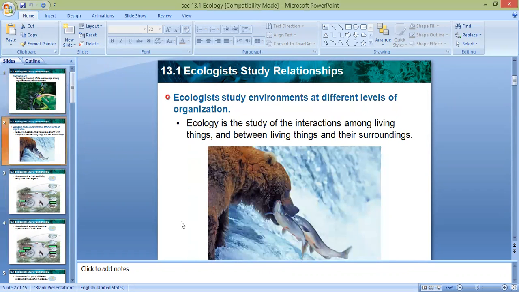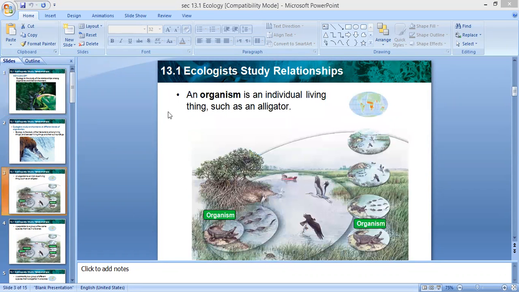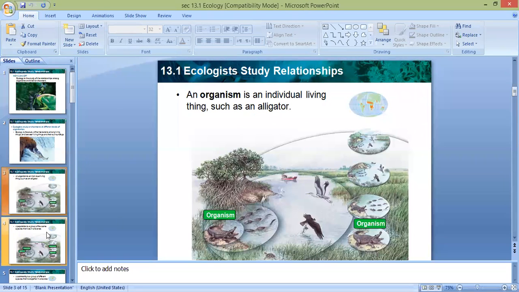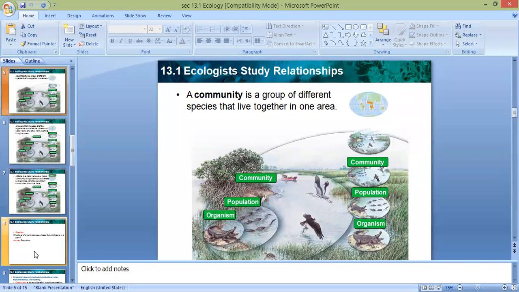You should also know that ecologists study environments at different levels of organization. What are the levels of organization? Relationships start with the organism. Levels of organization start with an individual, which is an organism, and a group of these organisms of the same species will make a population. Many populations of different species will make a community.